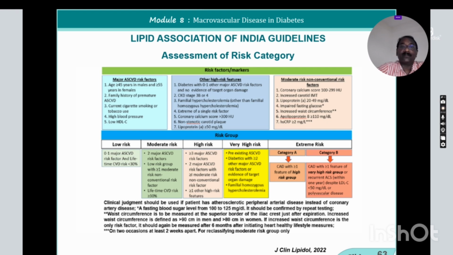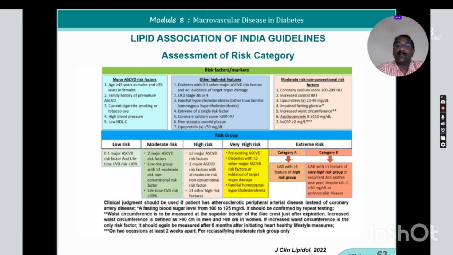Then the moderate risk. See the moderate risk: 2 major atherosclerotic cardiovascular risk factors. Low risk group with more than 1 moderate. Lifetime CVD risk more than 30%. Again, a lot of people will come under the moderate risk, because of 2 major atherosclerotic cardiovascular disease risk factors. These are the 5 major: one is your age, then the strong family history, then smoking, then the low HDL cholesterol, and then your blood pressure. So that is moderate risk. Then coming to the high risk: more than 3 risk factors.